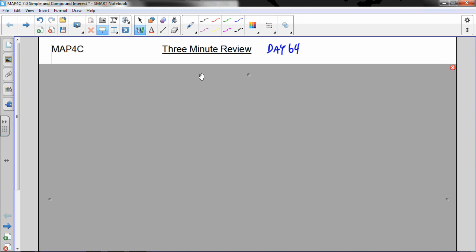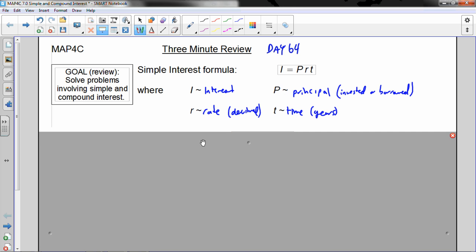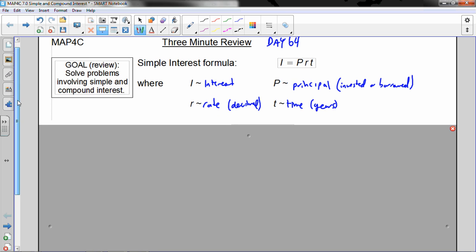So basically the 3-minute review was just some terminology that we dealt with. And I've got it all here rather than you watch me write it all out. The simple interest formula, I equals PRT. I is the interest, P is the principal. Principal is the amount that is invested or borrowed or whatever. R is the rate. It's usually given as a percent, written as a decimal. And the time is in years. So we'll see that if it's not given in years, we kind of have to make an adjustment there. And that's the simple interest formula.